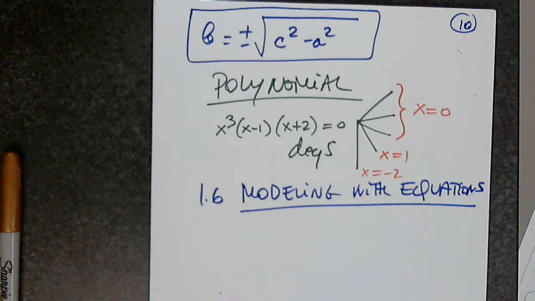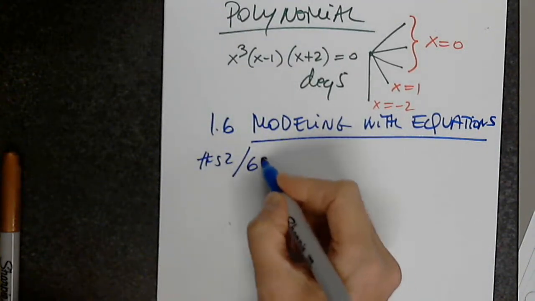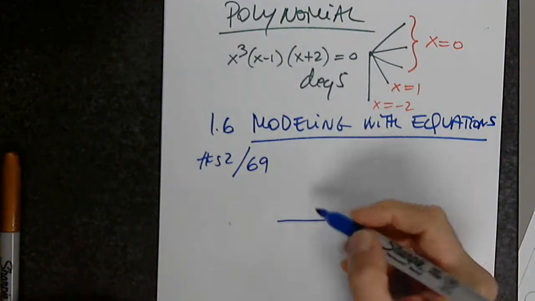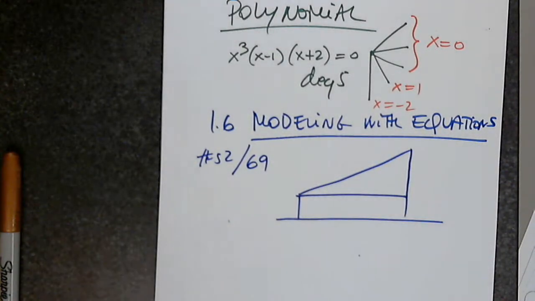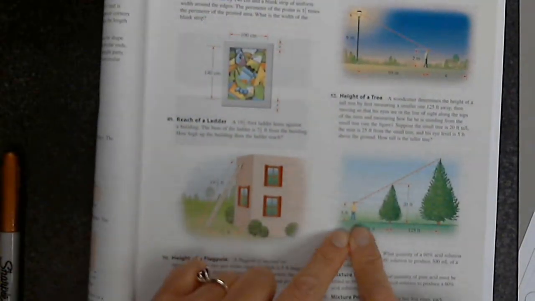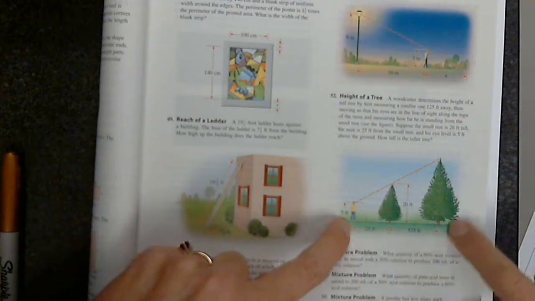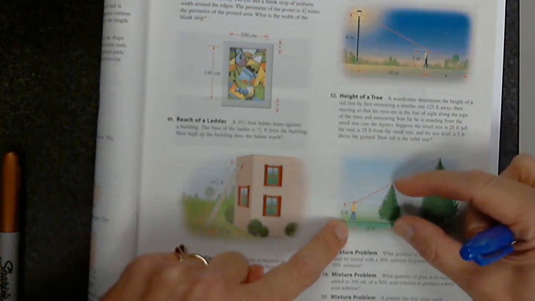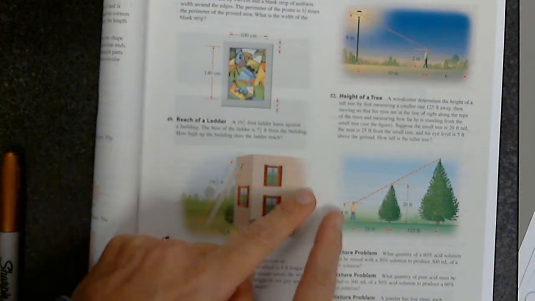So let's start with problem 52. And that is on page 69. I'm going to copy the figure. Here it is. So we are given the distance between this person, I'm going to read the problem in a minute, between the person and the tall tree. So we have the distance here. We have the distance of the shorter tree. And we have his height, which is 5 feet.